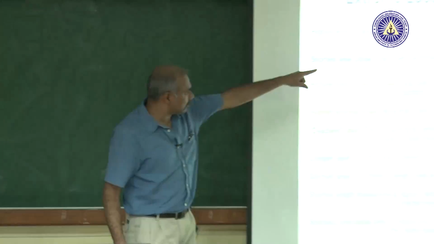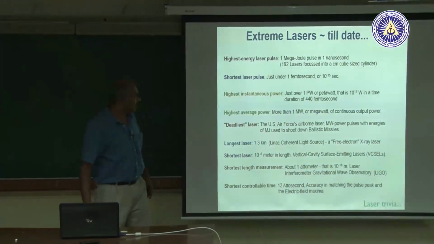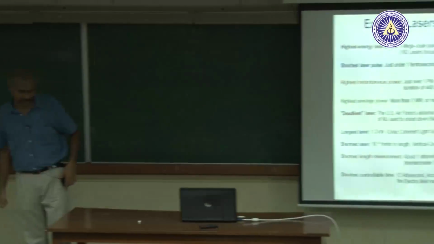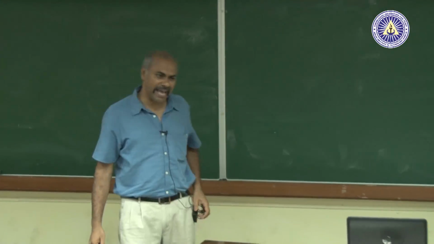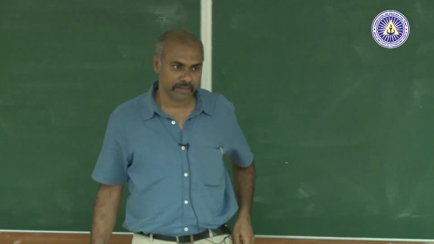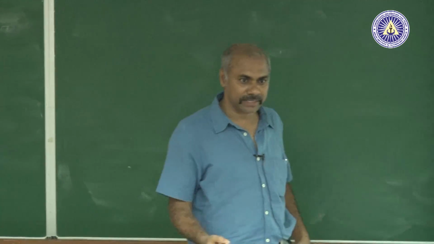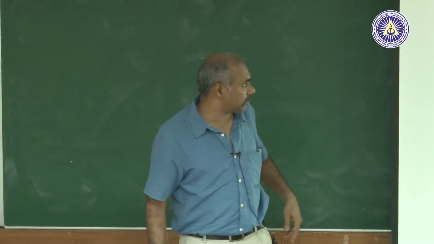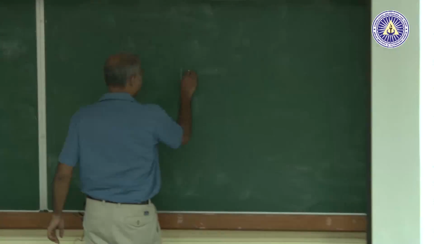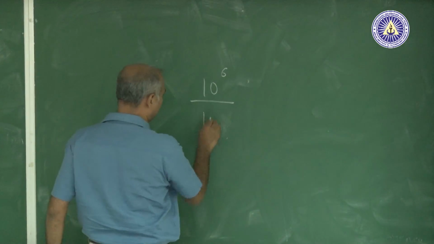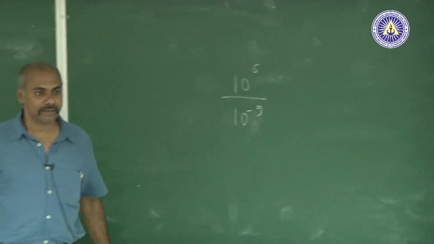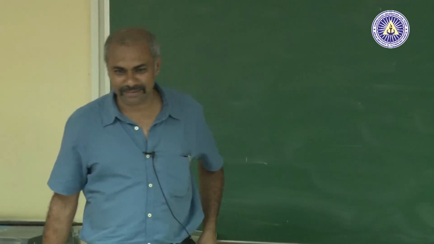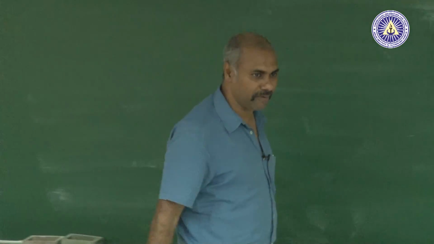So the highest pulse powers, you can get a megajoule, mega is 10 to the power of 6 joules, in 1 nanosecond. Okay, about a nanosecond you can get a megajoule. You understand what that means? So 10 to the power of 6, and if you look at power, this is 10 to the power of minus 9, right? So one is talking of really, I mean, huge power.